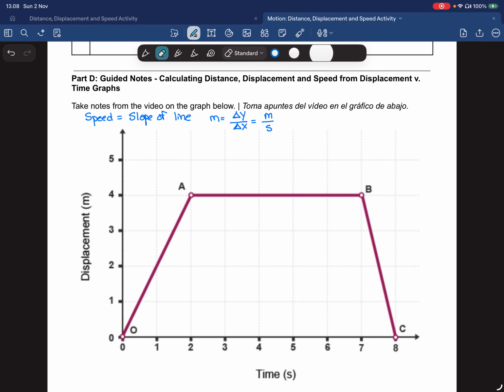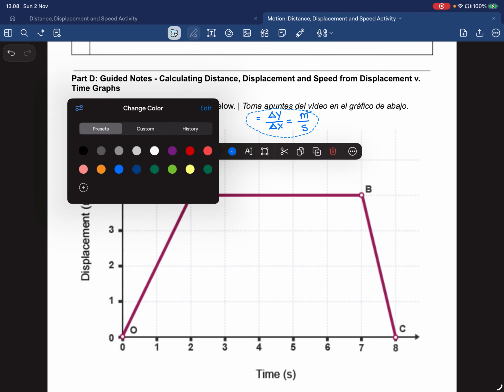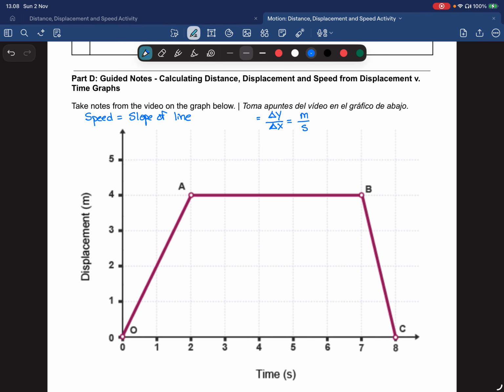Now, just to make sure that I don't confuse anybody, I think I'm going to not use m for slope. I think I'm just going to write out the word slope. There we go. And that is the units. Well, what do you do to calculate slope? Well, you do what we've always done to calculate slope.